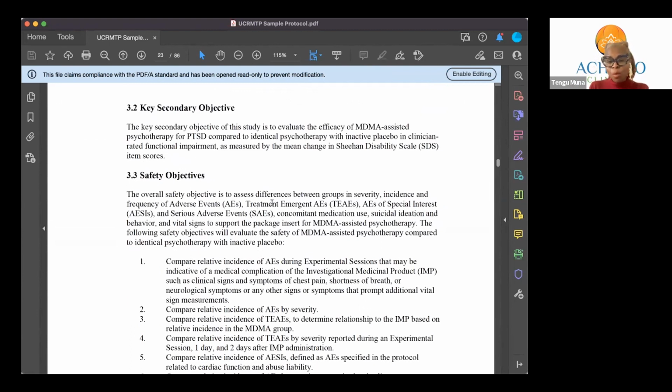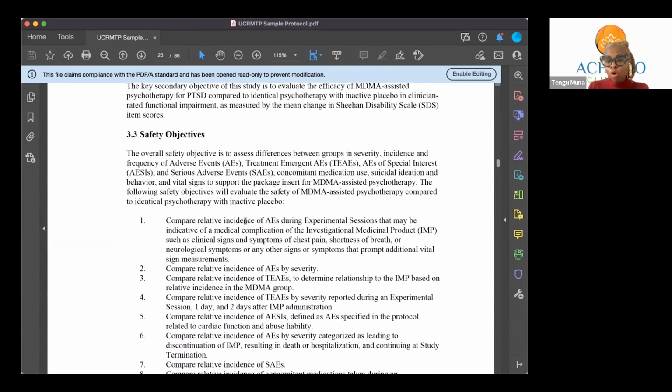These are all the things that we're going to look at to ensure that our product is safe, the patients are safe, right? We have to make sure that the patients are safe, as well as the way that we are administering this product. This clinical trial is from a company that deals with Schedule 1 drugs, and they do psychotherapy and the Schedule 1 drug. So here, they're going to compare the relative incidence of AEs during the experimental session that may be indicative of a medical complication of the investigational product.